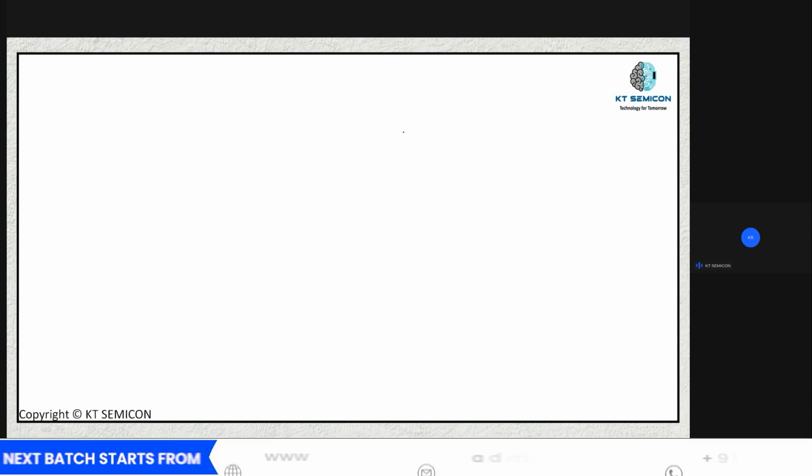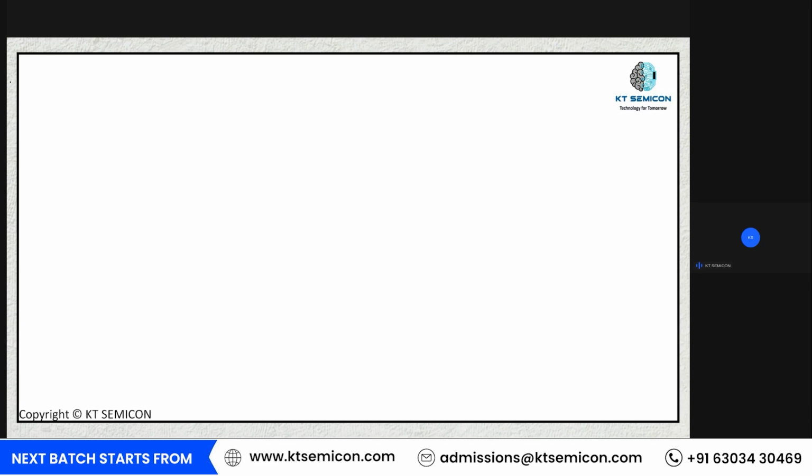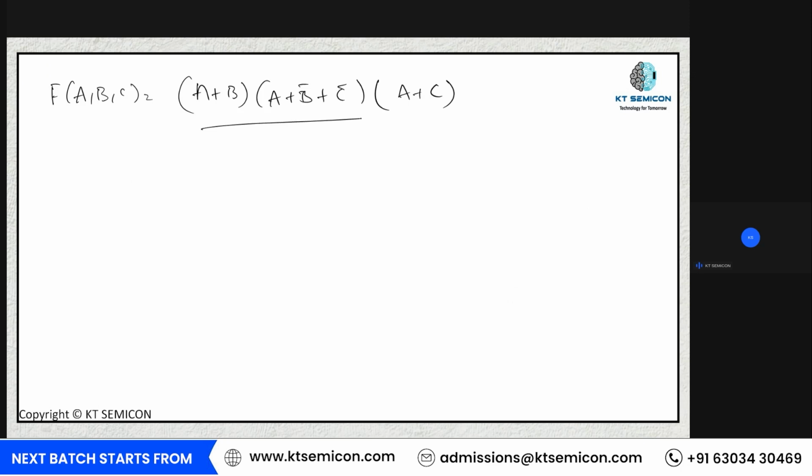Now, you can only consider your max terms from a standard POS form of representation. For example, if I have f of a, b, c equal to (a + b)(a + b bar + c bar)(a + c), then from this I cannot take my max terms directly. First, I need to convert it into standard form. Only then can I consider my max terms from this expression.